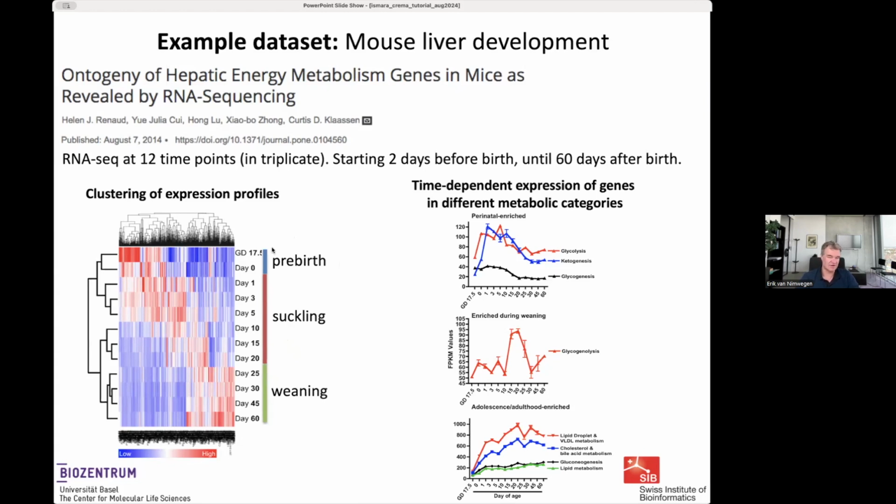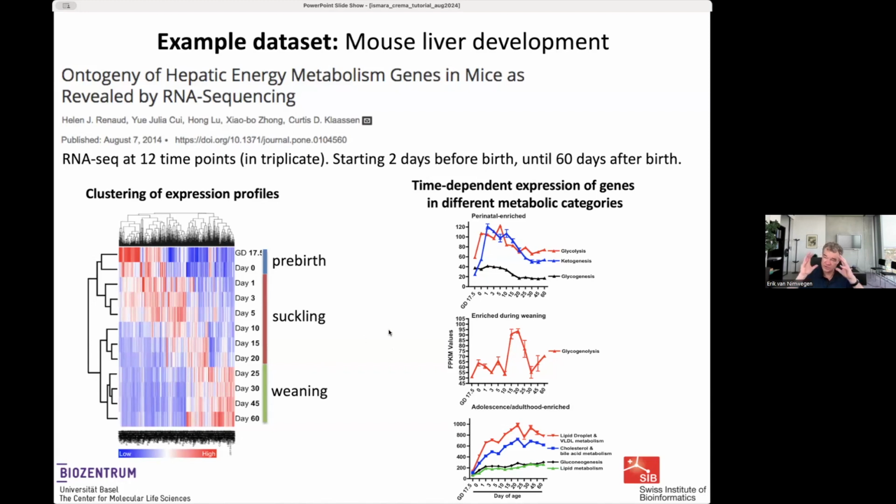And so they did measurements. These pictures I've actually taken from the paper. They made a clustering of gene expression. They found groups of genes that are co-expressed. And then they found that there are different kinds of metabolism categories that show these characteristic expression profiles. All right, so this is from the analysis of this data set.